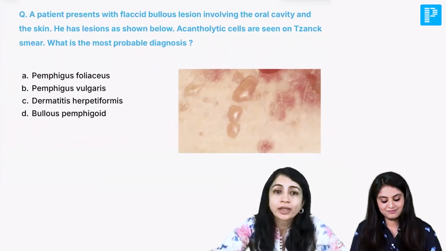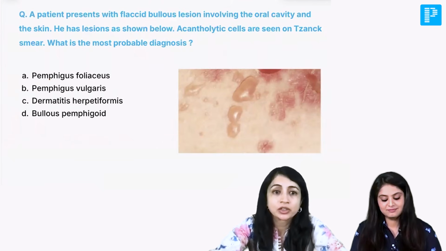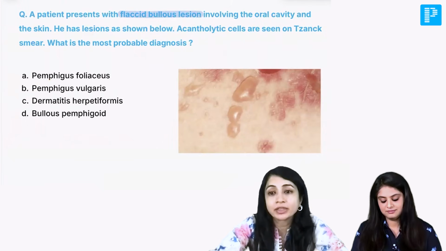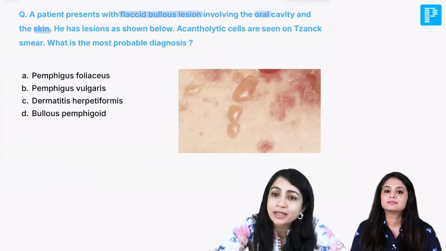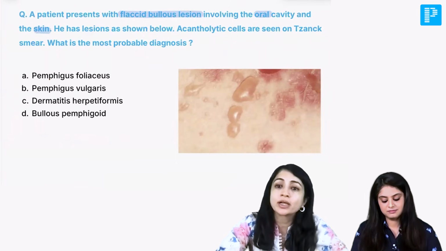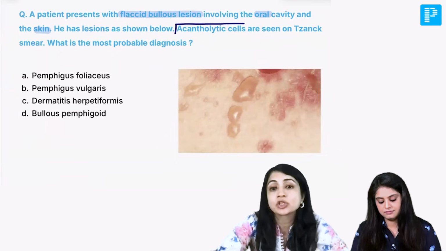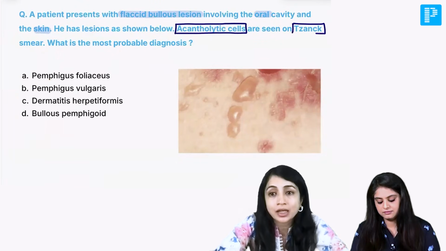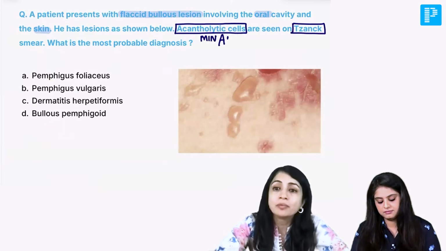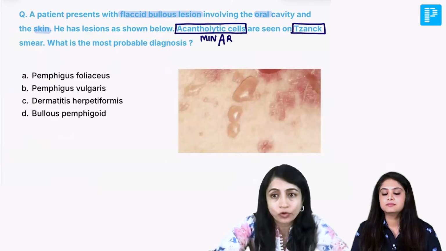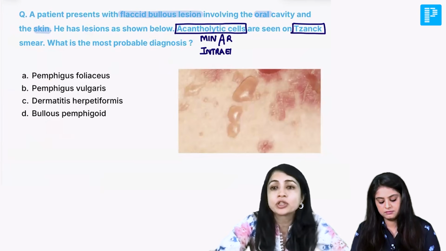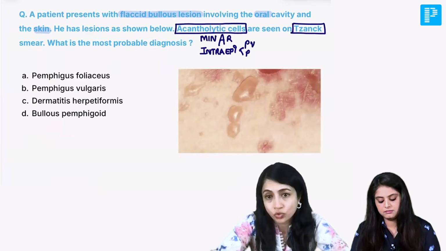Sure. So if you look at the question, the first line itself is giving me the clue. A patient presents with flaccid bullous lesions involving the oral cavity and skin. So as I told you in my first slide, flaccid lesions, oral lesions present in the skin. And now further to help you, we are seeing acantholytic cells on Tzanck smear. Acantholytic cells, again I told you. So acanthocytes or acantholytic cells or Tzanck cells are an important feature in intraepidermal group of disorder. Intraepidermal, we studied vulgaris and foliaceus. Easy way to differentiate, foliaceus will never have oral mucosal involvement.